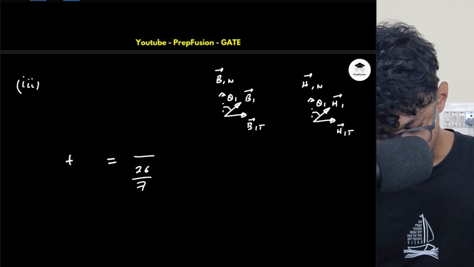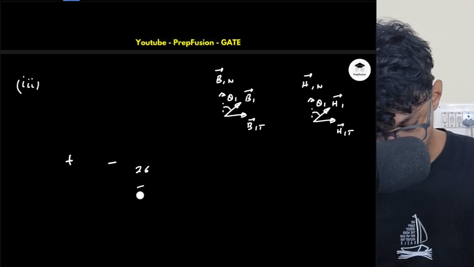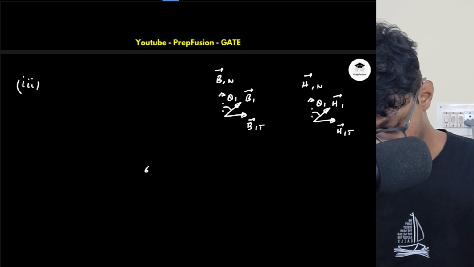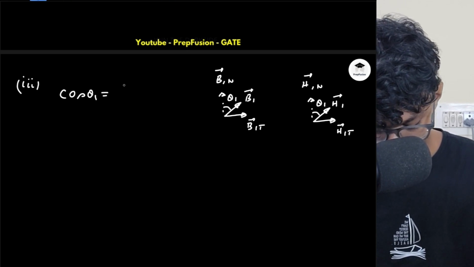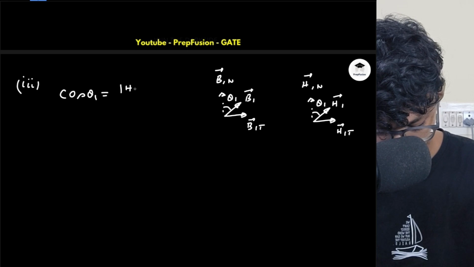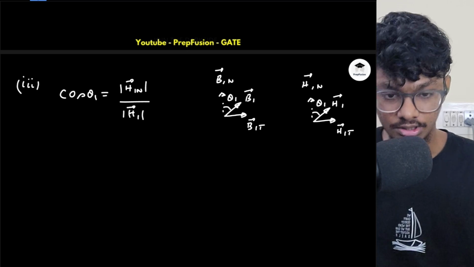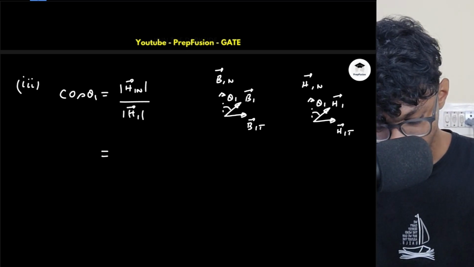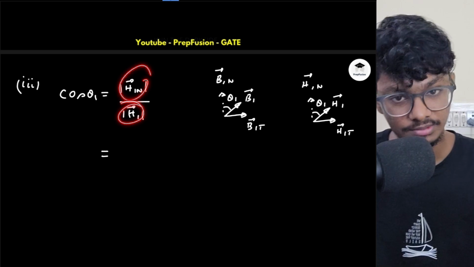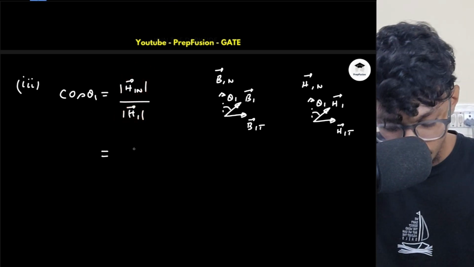So what I can do is take the cos theta. My cos theta 1 will be equal to the magnitude of H1n divided by the magnitude of H1. So I am just reducing my computation. I know this one and I know this one, because again I would have to find the tangential, and that will be difficult for me. So I don't want to go to that.